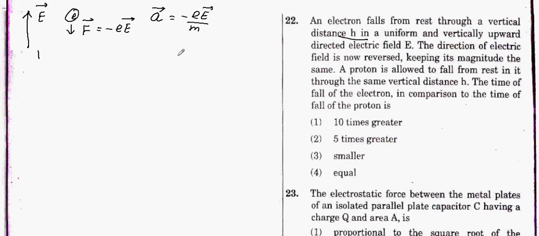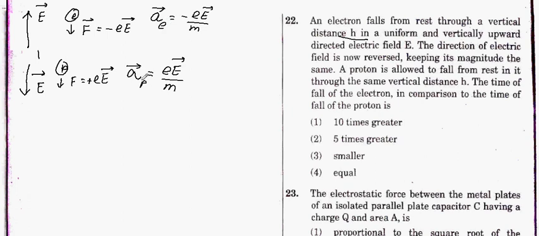Now when a proton is dropped, the direction of the electric field is reversed, so the proton has positive charge equal to that of the electron. The field will be downward, so the force acting on the proton will be plus eE. So the acceleration is also eE by m. So these are the expressions: this one is the acceleration acting on the electron and this one is the acceleration acting on the proton.